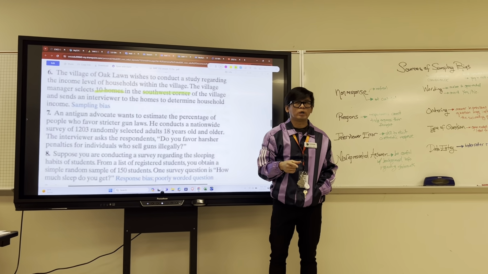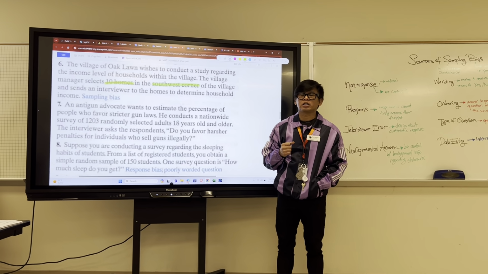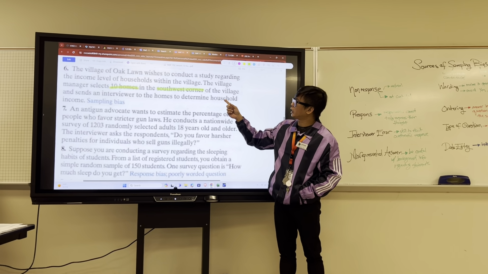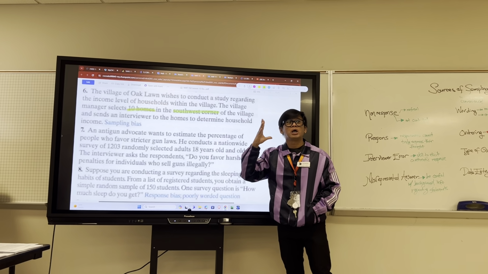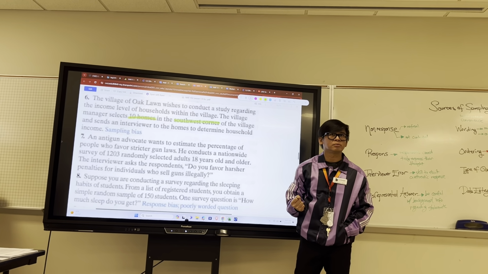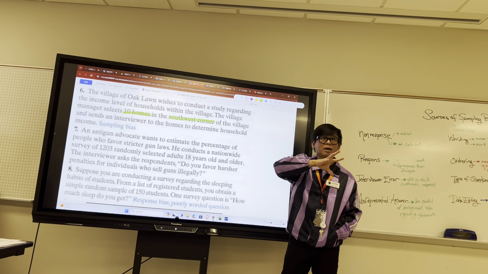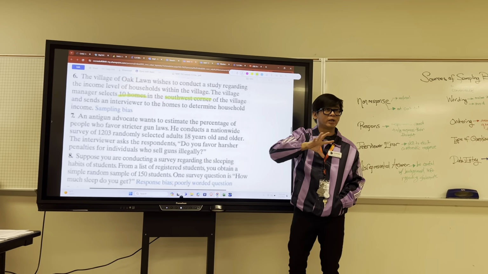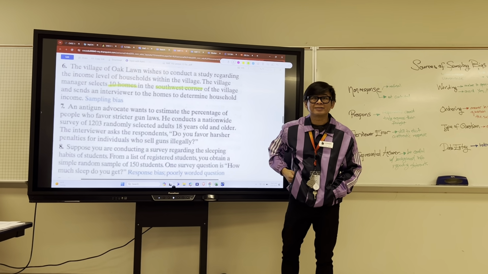So the problem with this one is what? Bias by proximity, right? It might have been that the researcher is close to those respondents in the southwest corner, but not to the rest of them. So how to remedy that? I would say do cluster sampling. Clusters, yeah, right? Cluster sampling and get respondents from each of them. Are we good? All right.